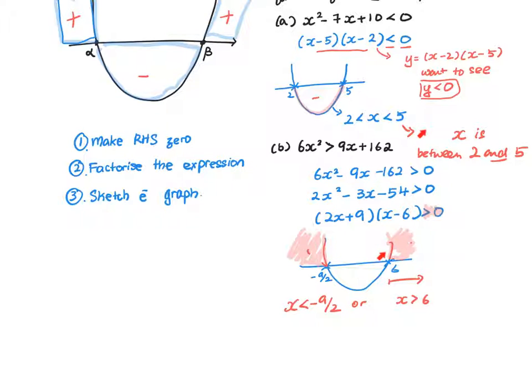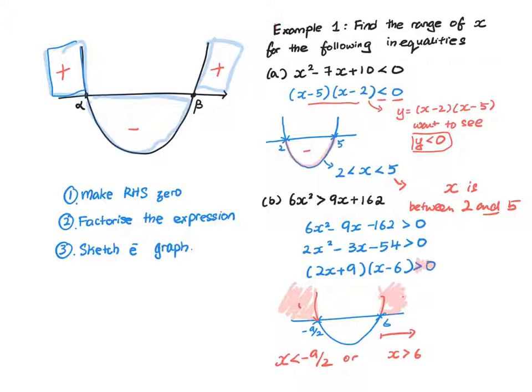Take note of the question. Sometimes the graph can also be a sad face instead of a smiley face, especially if the coefficient of x squared is negative, so do pay careful attention. Make the right side 0, draw out the graph, factorize. Thank you.